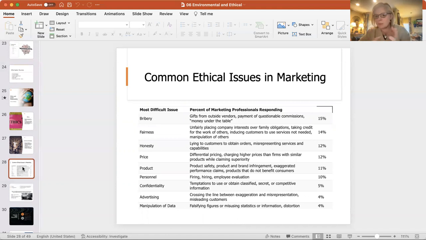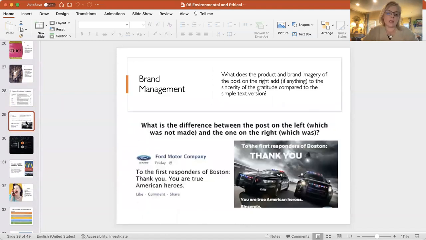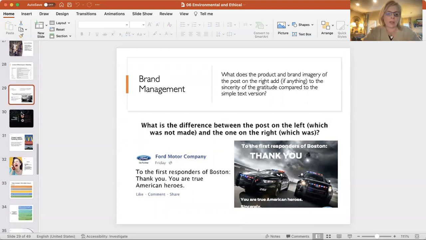Advertising, a lot of times people consider that advertising is manipulative. And then a manipulation of data itself is also a problem in an ethical marketing situation. Brand management. What is the product or brand imagery? A lot of these we're touching on now, but we get into a little bit deeper later on. Brand management is how do we manage how people perceive our company, that product and that image and all those elements that make up our brand.